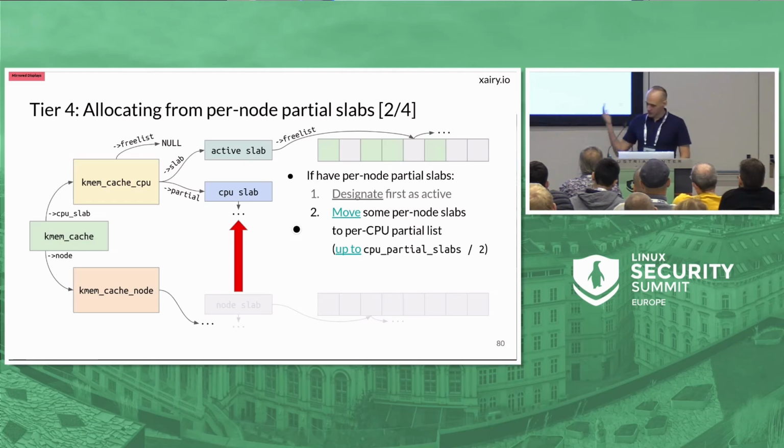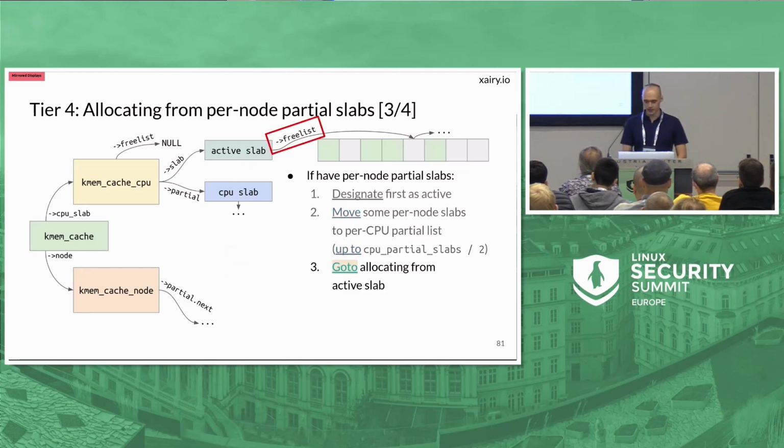So the first step, designate the first per node slab as active, and the second step is move some of the per node slabs to the per CPU list. And at this point, we can just go to allocating from the active slab. So this is go to one of the previous steps.